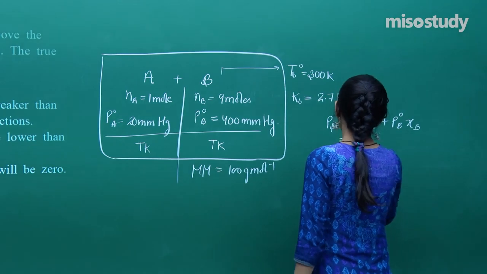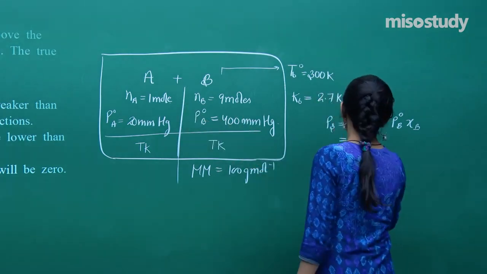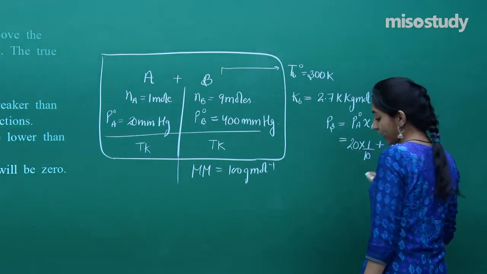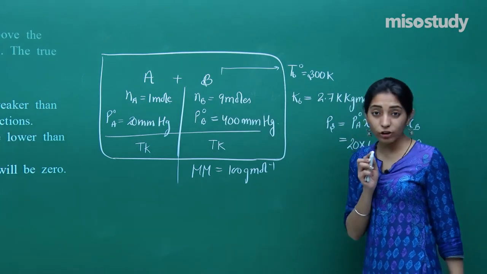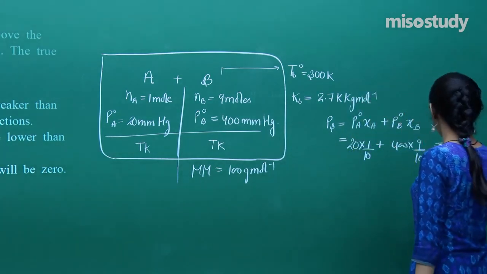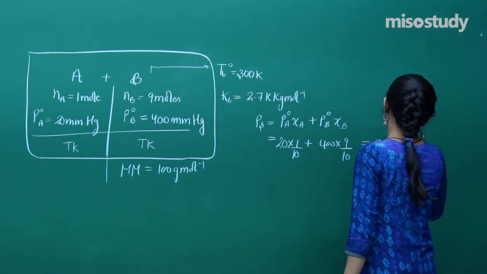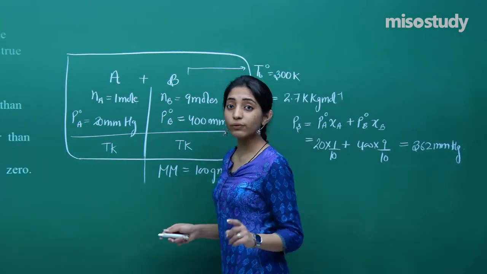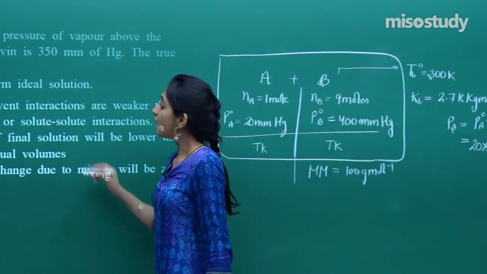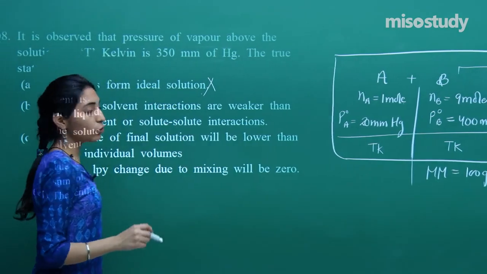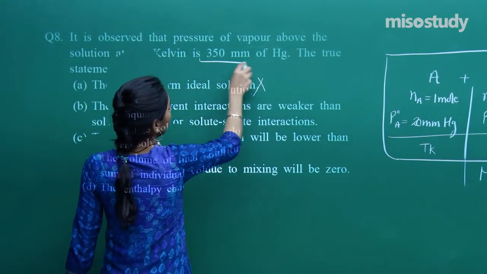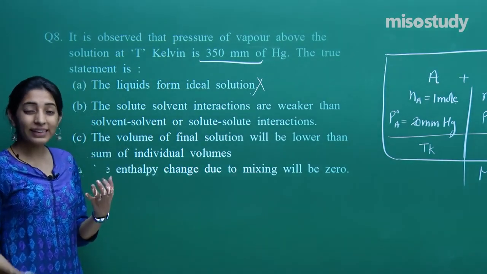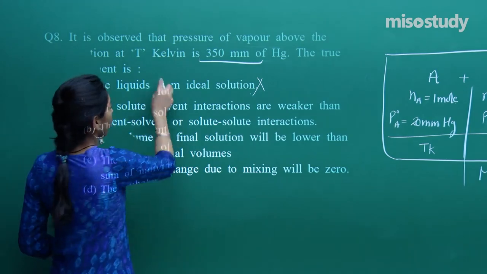So P naught A is 20, XA will be 1 divided by 10. P naught B is 400, XB will be 9 divided by 10. And if you do the calculation, I have already calculated, the answer came to be 362 mm of Hg. So if the solution would have been an ideal solution, then the pressure would have been 362 mm of Hg. But the pressure obtained is lesser than 362. So don't you think there is a negative deviation from Raoult's law?